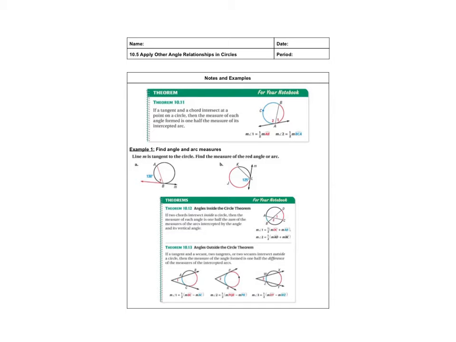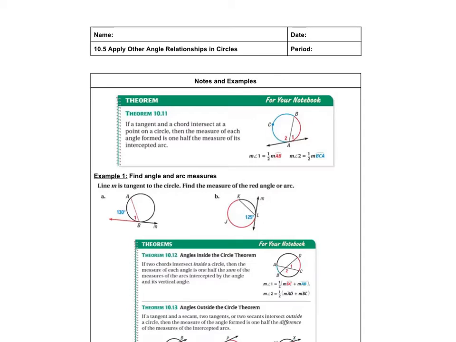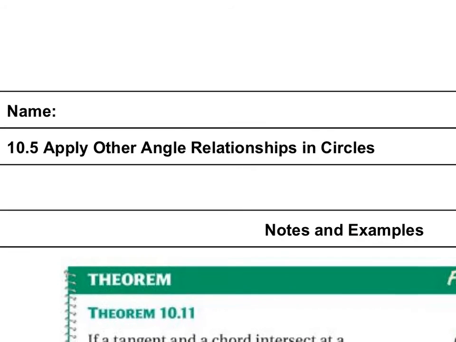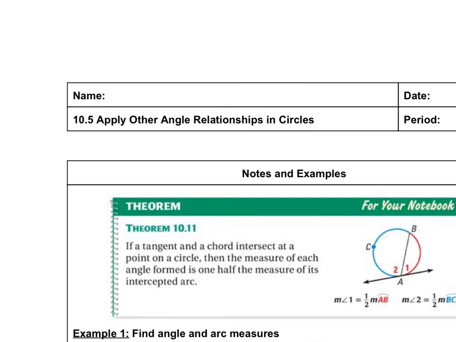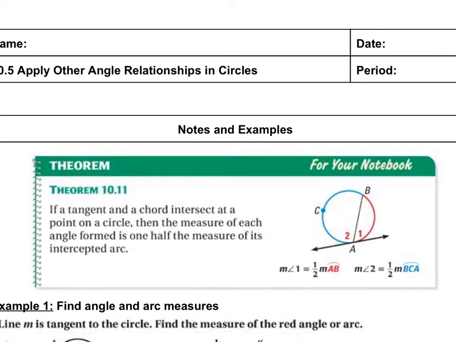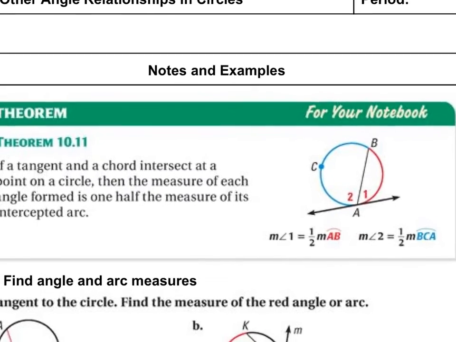Today we are still talking about circles. Today we're going to be talking about other angle relationships that we will find in circles. If you remember, the last lesson was talking about inscribed angles and how an inscribed angle is half as big as the arc measurement. And we're going to put that into full force today with the different notes that we are going to talk about here.